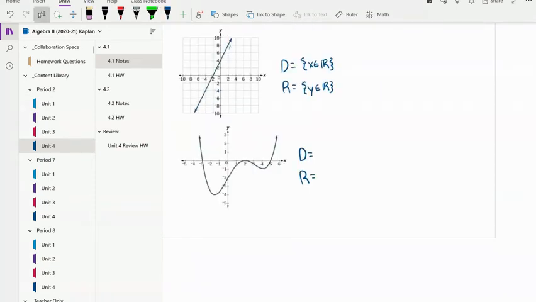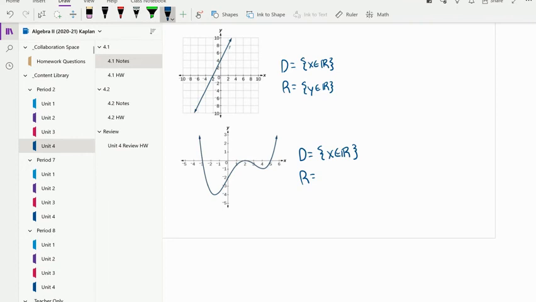Okay, and then this last one, this one's a little goofy looking, right? This isn't going to come from a parent function, right? But hopefully just by looking at this, you can tell I've got all my x values covered. It looks like it keeps going to the left, and it looks like it keeps going to the right. So we'll accept that. So x is going to be all reals.